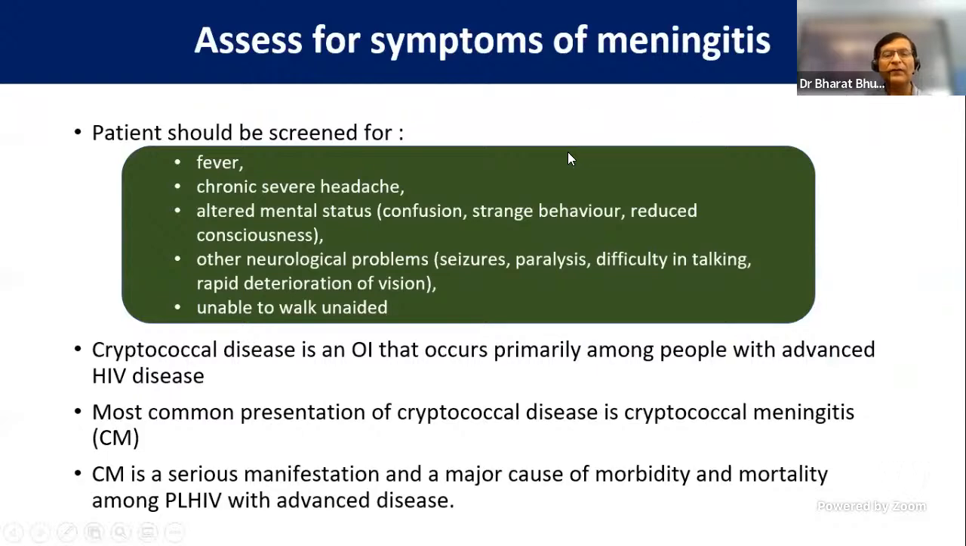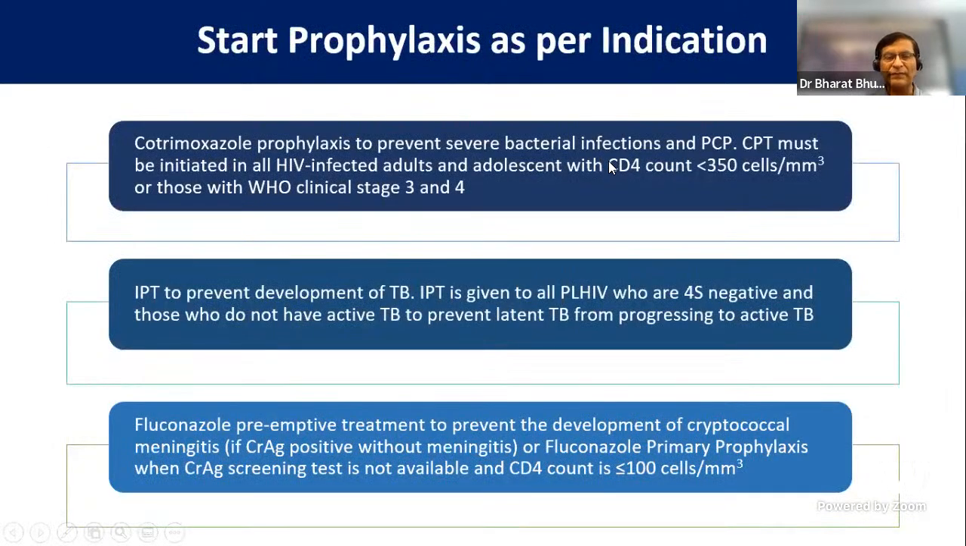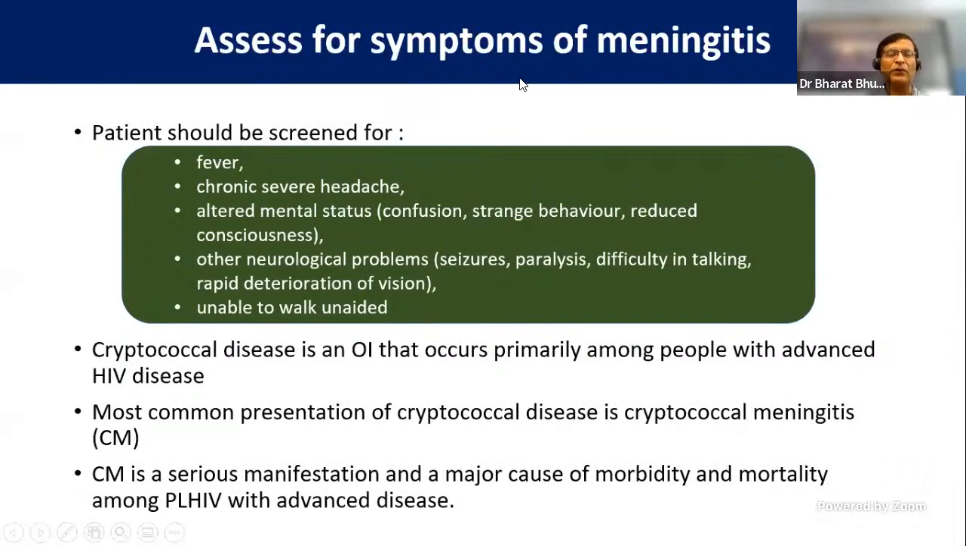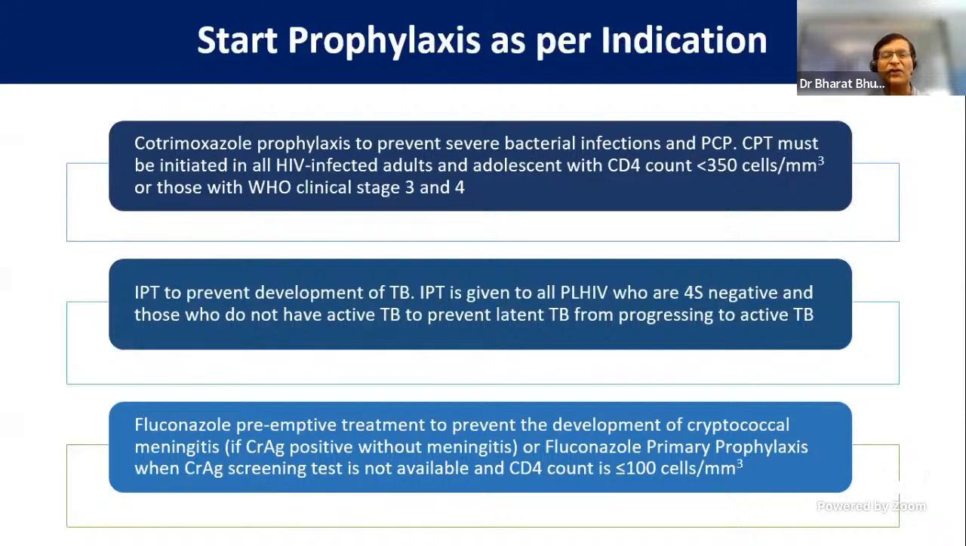Again, we have to look for fever, chronic headache, altered mental sensorium, other neurological problems, or the patient being unable to walk unaided. So we have to look basically for cryptococcal disease and toxoplasmosis. These are the conditions that we really need to look into and start prophylaxis. So these are 3 important prophylaxis basically.